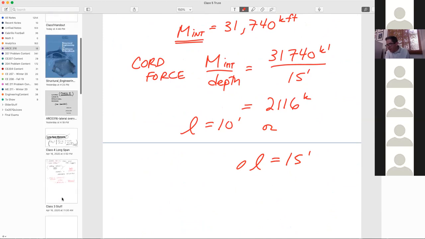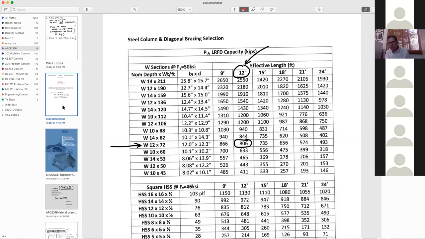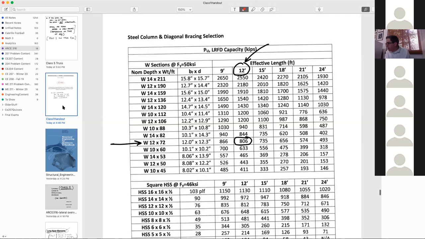All right, we are right in the home stretch here. We're right back to this. If we use the 10-foot bay length, our number was 2116. So we'd be right here. 2116 is just below 2180. So right there, we would use 12 by 90.